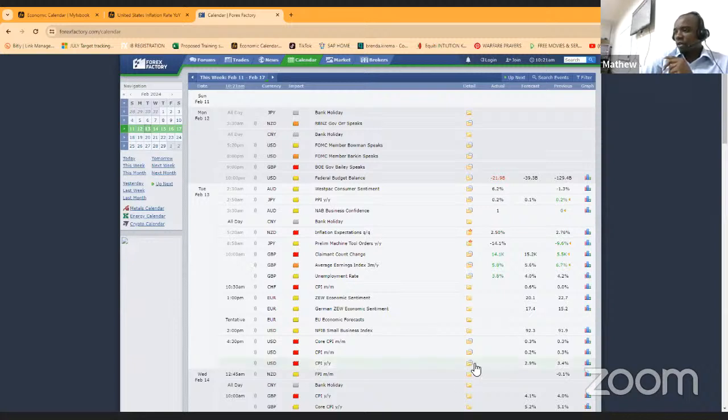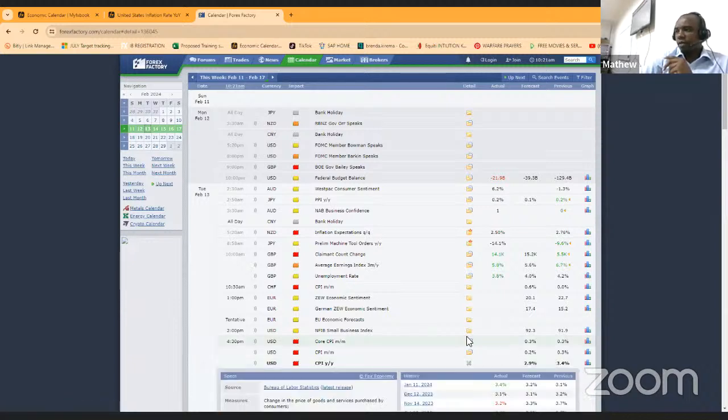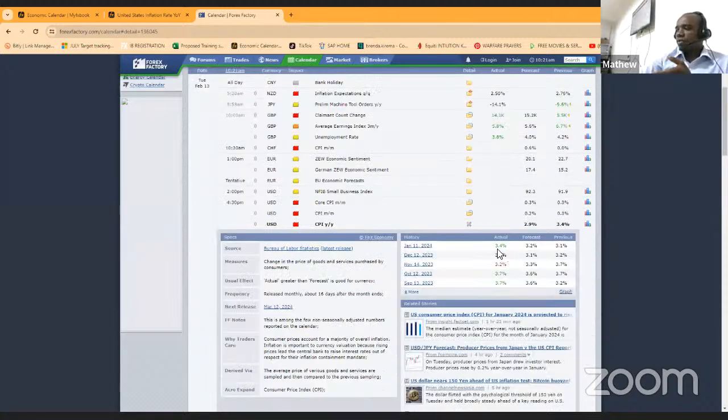So what's Forex Factory telling us? So the Jan numbers were 3.4%, and of course now the forecast was 3.2. And of course we know that what happened when these arose, that all of a sudden there was so much volatility in the market, right? And so let's see how that plays out moving forward.